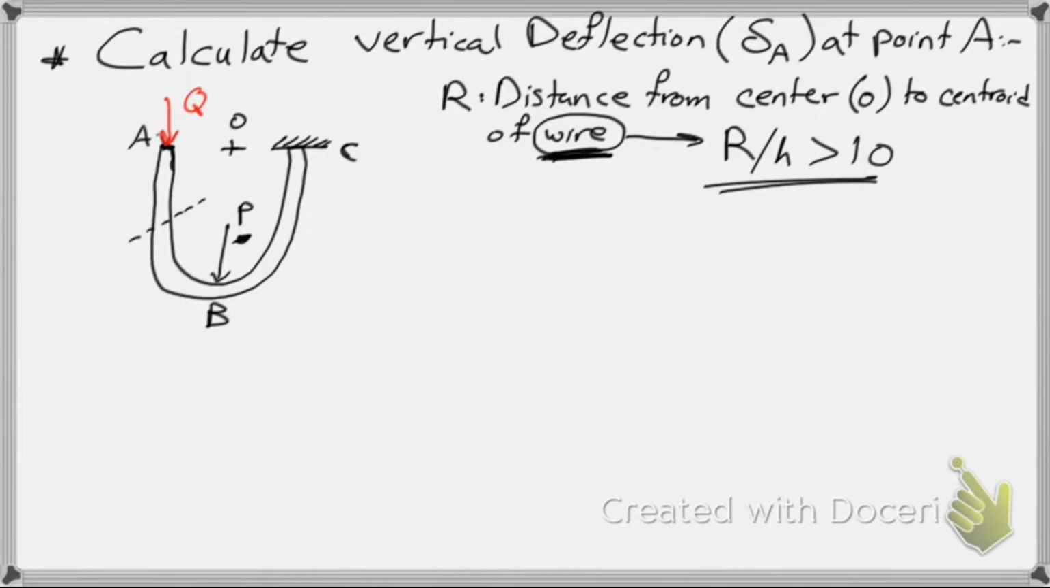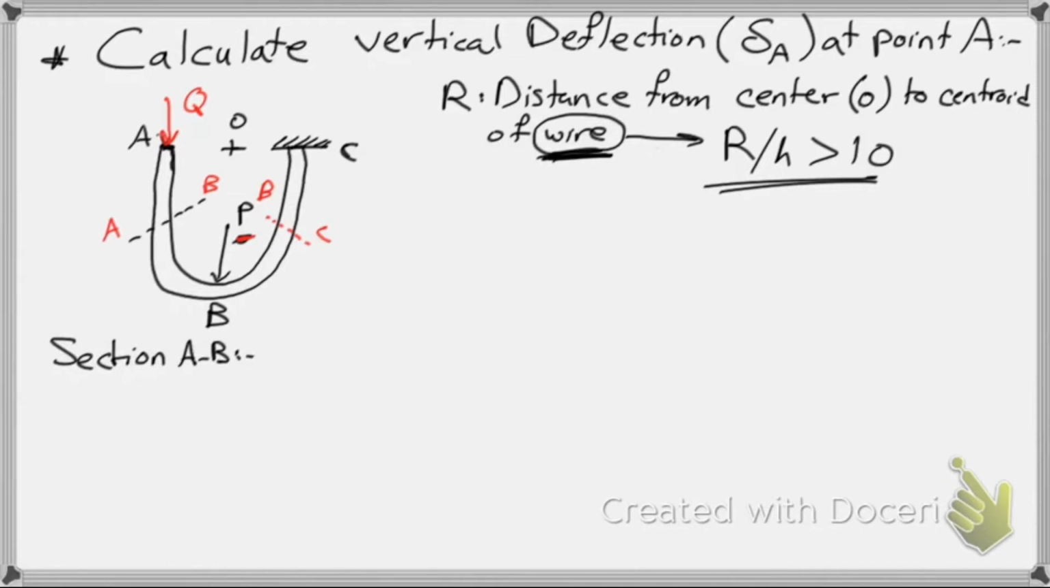So we need a section cut. Let's call this section cut AB. And since the load changed with force P, we need another section cut here. And let's call this one BC, basically. So let's analyze each section cut by itself. So let's move down here. And this is section AB.